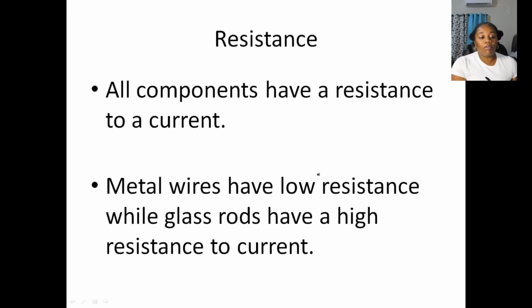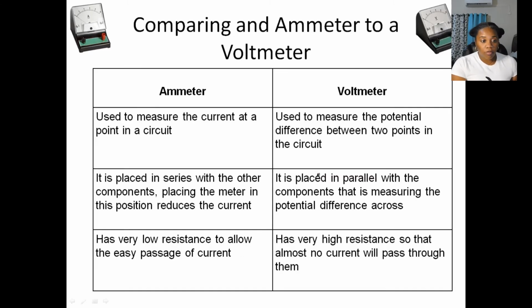All components have a resistance to a current. Metal wires have low resistance, while glass rods have a high resistance to current. So we're going to compare the two now. So we're comparing ammeters and voltmeters. These are the two meters used in circuitry. Ammeters are used to measure the current at a point in a circuit, while voltmeters are used to measure the potential difference between 2 points in the circuit.